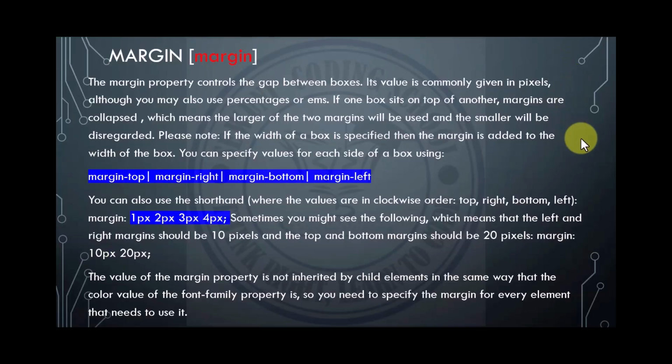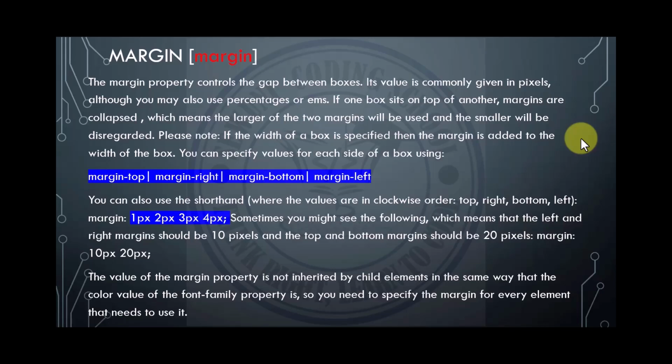The next property you're going to look at is the margin. The margin property controls the gap between boxes, and the value is given in pixels. You can also use ems or percentages, but it is usually in pixels. I've also explained that when one box sits on top of the other, it is difficult for the browser to render it, unless we indicate to the browser that there are margins between these two particular boxes.